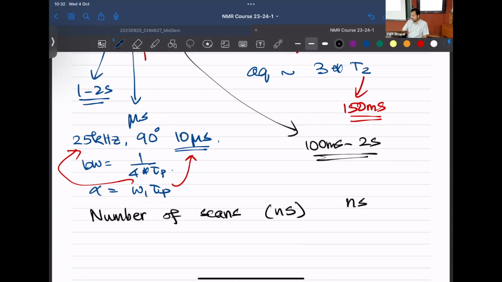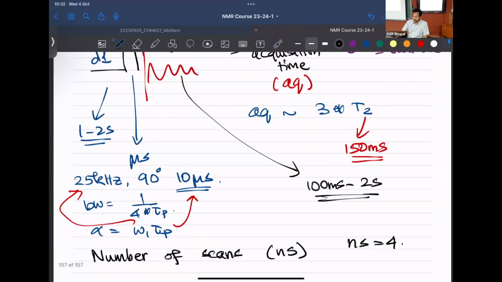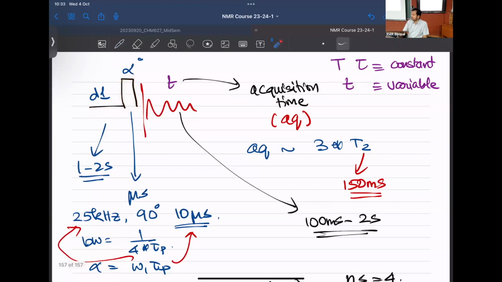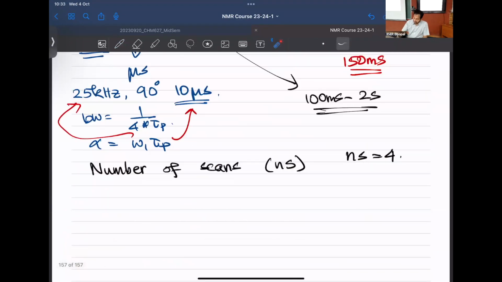If you set the ns to 4, this indicates that the experiment gets repeated 4 times, meaning that you will have a D1 delay, an alpha degree pulse is applied, an FID is recorded, then you go back to D1, apply an alpha degree pulse, acquire the FID. Now you have acquired the FID twice. Go back to D1, apply the alpha pulse, record the signal, add it to the signal that you've added, go back, repeat it. You've done it 4 times. Okay. So this is called signal averaging.